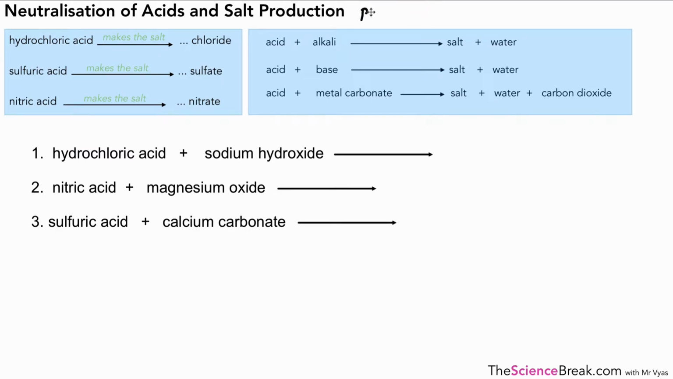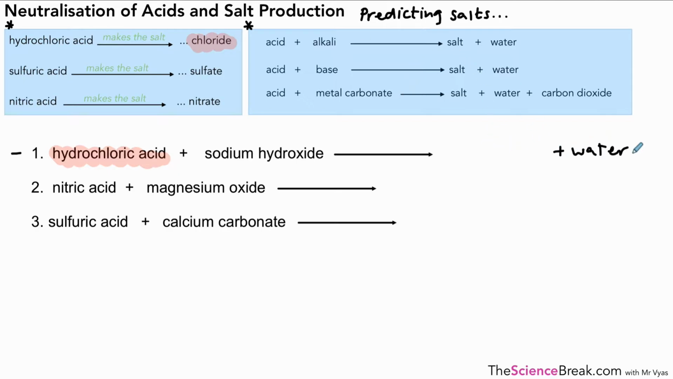So we're going to put that information from the last two slides at the top there, just to help us remember, and then we're going to have a go at predicting the type of salt that's made in three equations. So for the first one, we're going to use these two blue boxes. For the first one, we've got hydrochloric acid reacted with sodium hydroxide. We know that hydrochloric acid will make a chloride based on that information there. We do have to remember that, but we'll have them in front of us for the first couple.